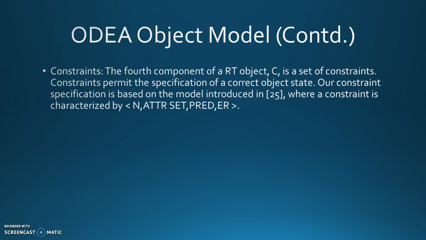So in the ODA object model, there are some constraints. The fourth component of an RT object, C, is a set of constraints. Constraints permit the specification of a correct object state. Our constraint specification is based on the model introduced, where a constraint is characterized by these attributes here.